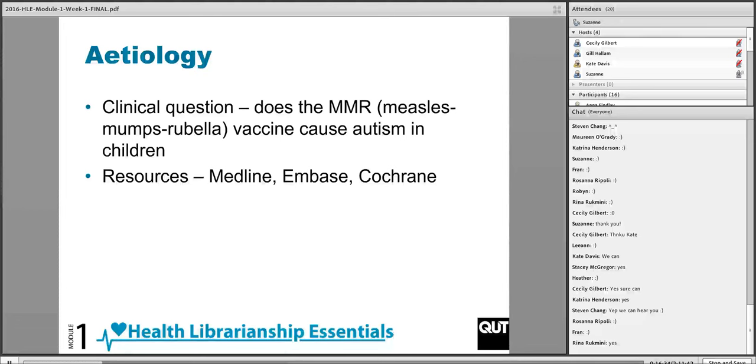In the first instance, a health librarian who was trying to find some evidence to answer this question would probably search one or more of the main biomedical databases, such as Medline, Embase or Cochrane, for a well-designed research article or a systematic review examining a possible association between childhood immunisation with the MMR vaccine and the development of autism. And you'll be looking at a number of these resources in depth in Module 2 of this course. For the record, a number of studies and systematic reviews have been done on this topic and have found no association between childhood immunisation and autism.